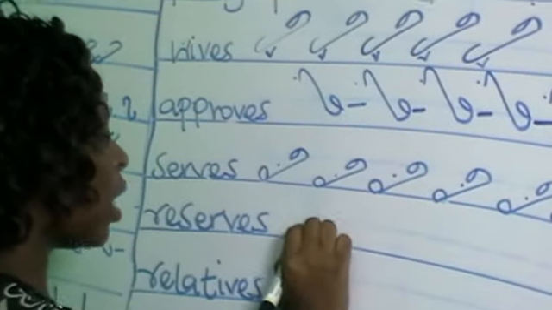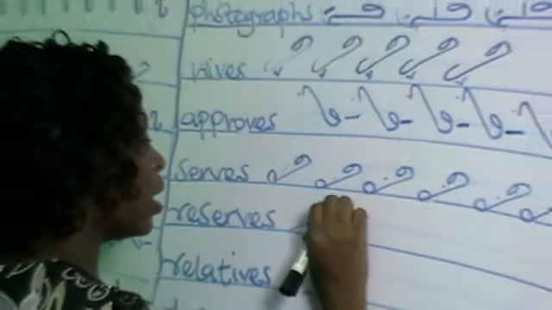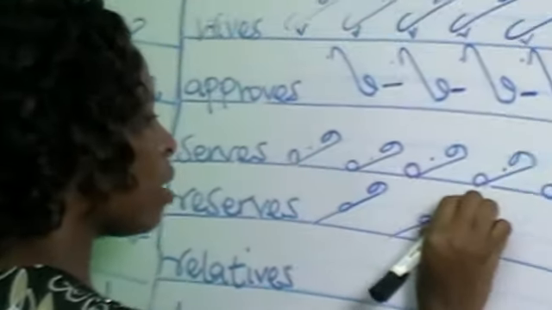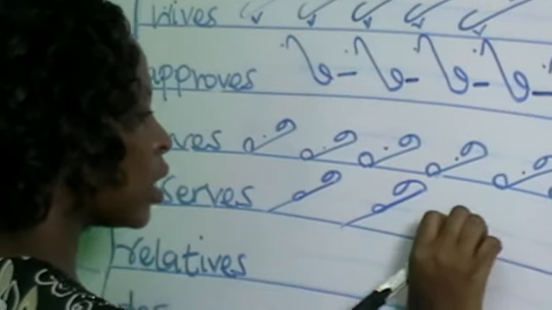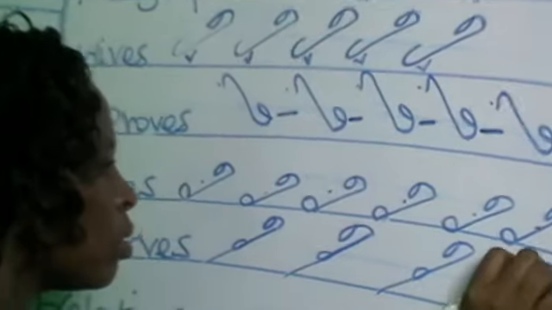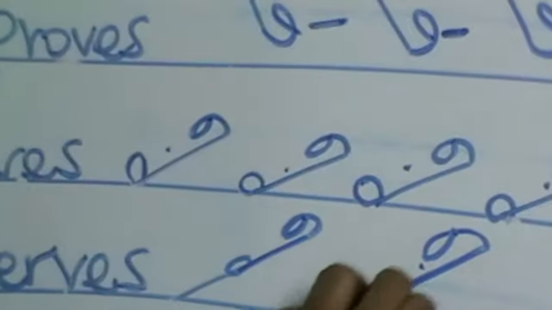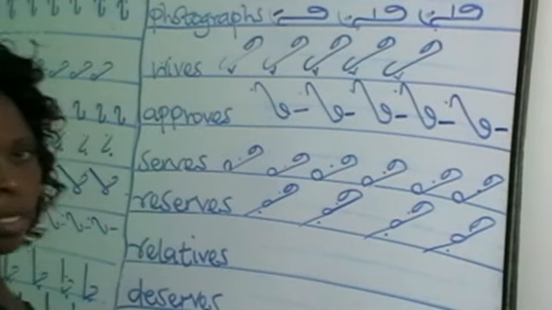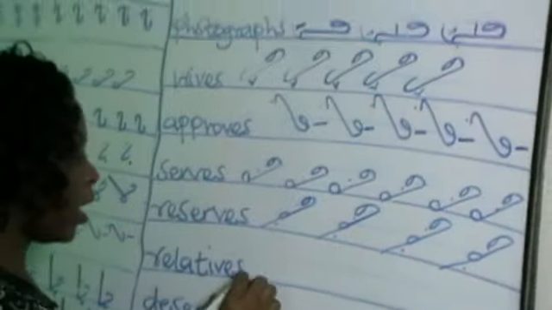Then we have the word reserves. Reserves is upward ray, S circle, another upward ray, ukti for V, and S circle. Reserves.